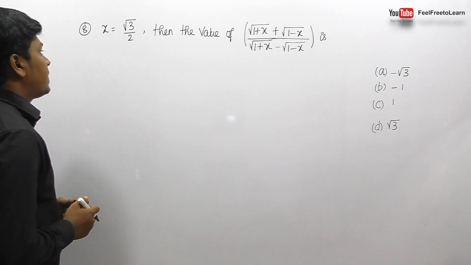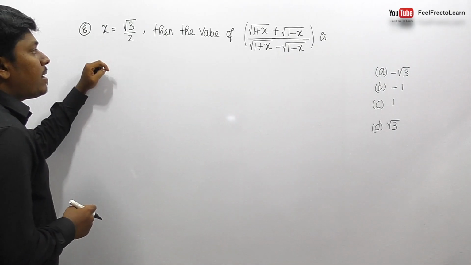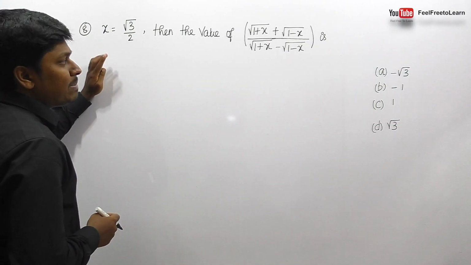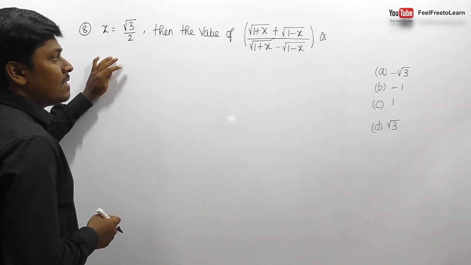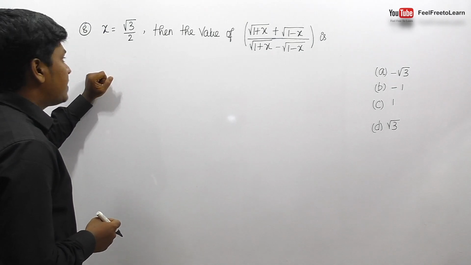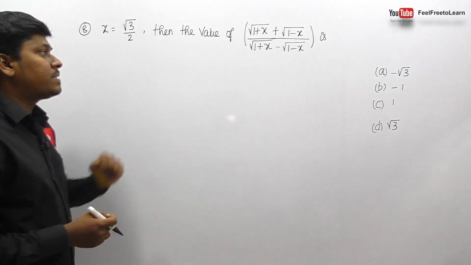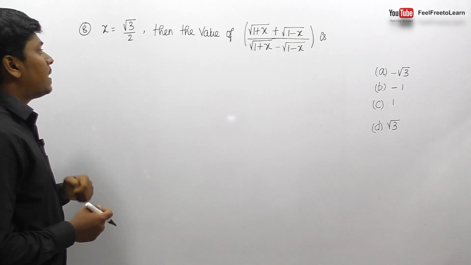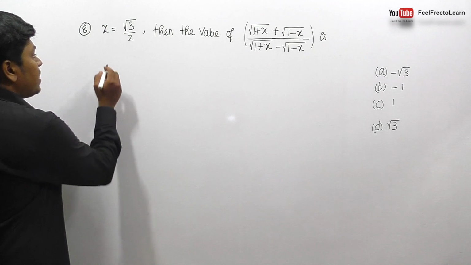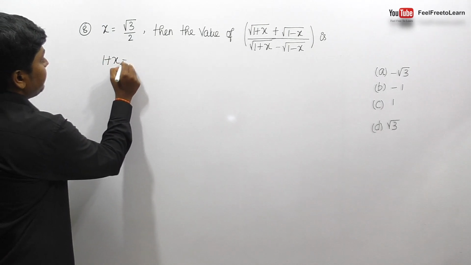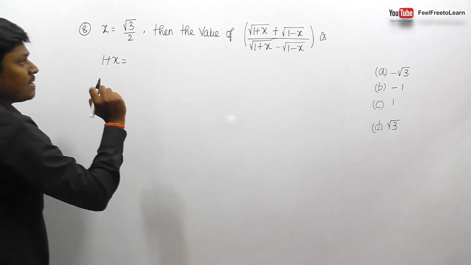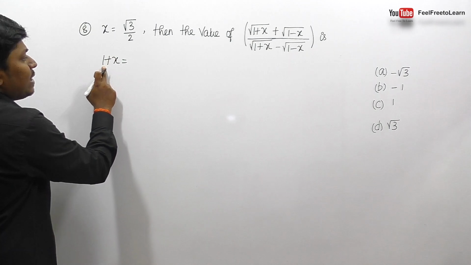Question number 8. If x is equal to root 3 by 2, then find the value of (root of 1 plus x plus root of 1 minus x) divided by (root of 1 plus x minus root of 1 minus x). So friends, by using this x value, we need to find the value of that expression, right? First of all, let me find the value of 1 plus x, because here it is root of 1 plus x.